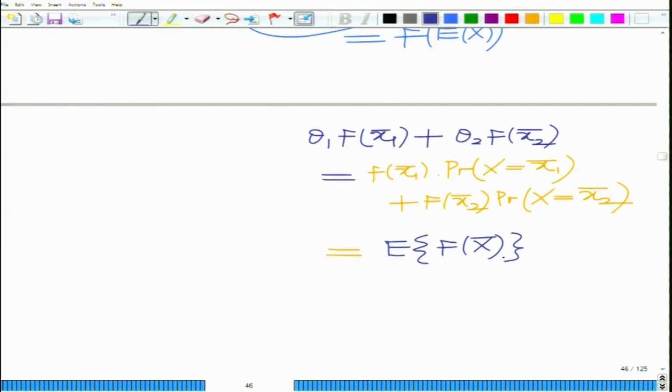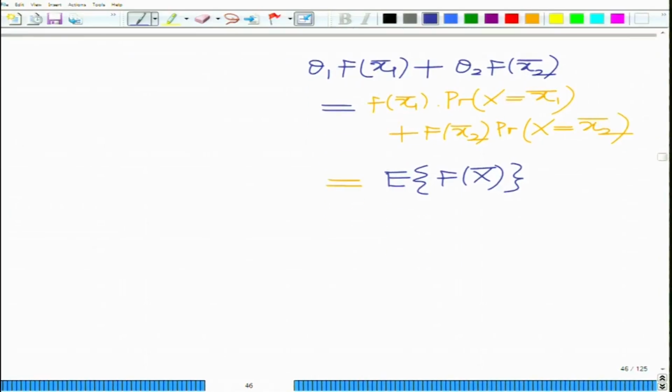This is equal to the expected value of f of x bar. And therefore, what we have now, if you look at it for a convex function, is that theta 1 f of x 1 bar plus theta 2 f of x 2 bar, that is the convex combination of the 2 points, a point on the chord, is nothing but the expected value of f of x bar.